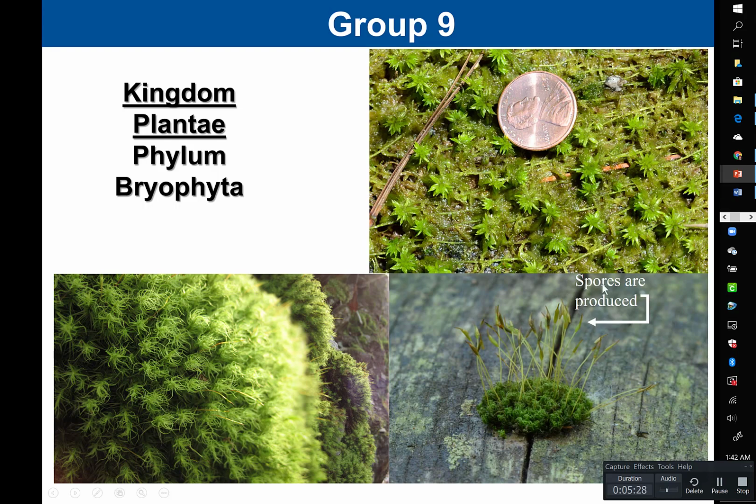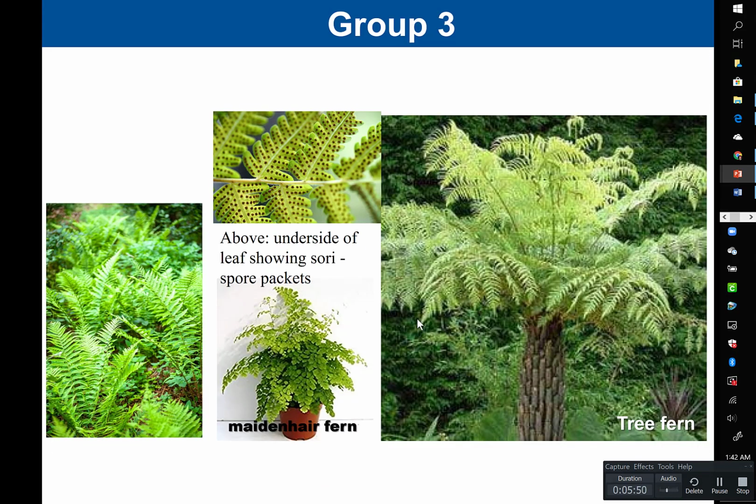And so these do not use seeds. The embryos are not contained within a tough seed. Instead, these plants use spores to reproduce. But the big characteristic that they have in common, they have to be small due to a lack of vascular tissue. Next, we have group number 3. And so for group number 3, this would include things like a tree fern, a maidenhair fern, etc.